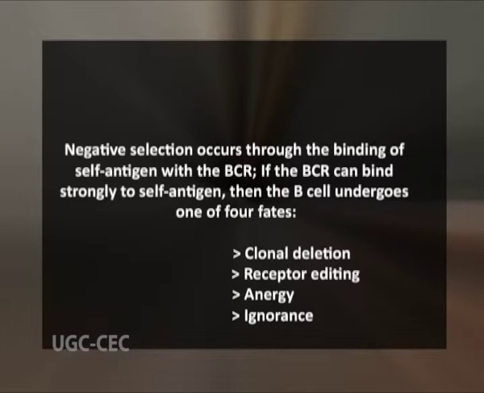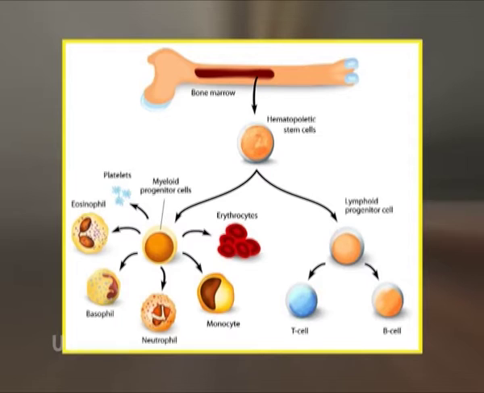If the B cell receptor can bind strongly to self-antigen, then the B cell undergoes one of four fates, that is clonal deletion, receptor editing, anergy, or ignorance. This negative selection process leads to a state of central tolerance in which the mature B cells do not bind with self-antigens present in the bone marrow.